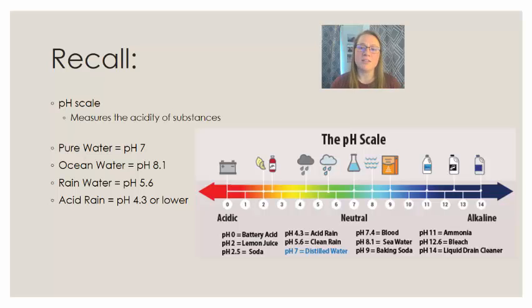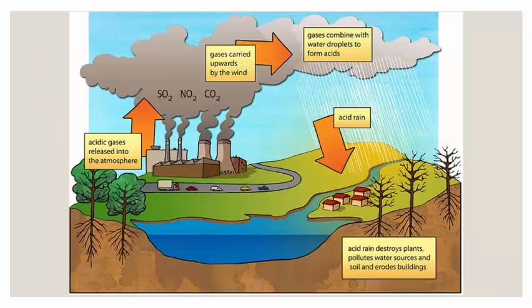Also, keep in mind the pH scale is a logarithmic scale. Think back to your math classes and how a single number change in the log scale actually is a tenfold increase. So we're seeing a large change from neutral to a pH of 4.3.